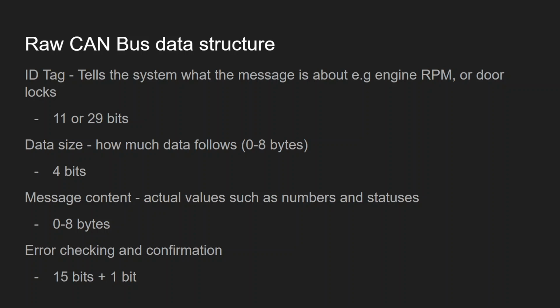Then we have the data size. This is just telling the ECU how much data to expect in the next part of the byte. And it's always 4 bits. And then the message content itself, the payload. This is always 8 bytes or less. And then finally we have error checking and confirmation. This is 15 bits plus 1 bit.